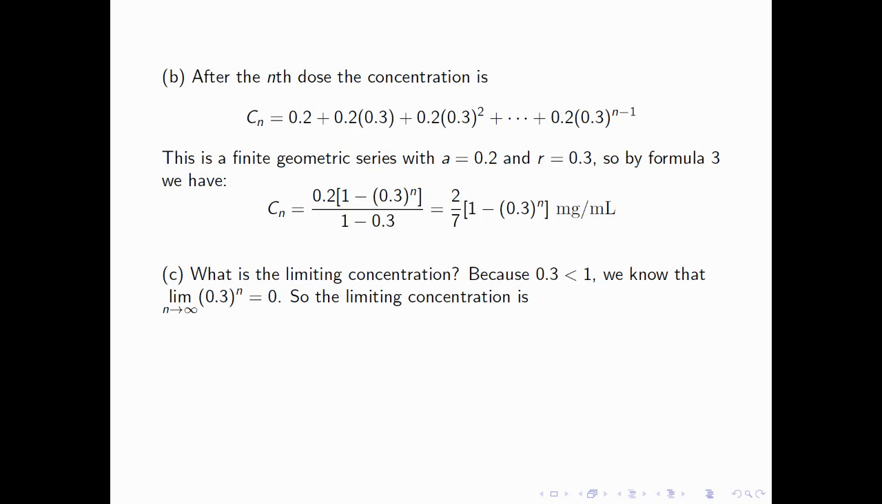What about the limiting concentration? Because this value of 0.3 is less than 1. Remember, this 0.3 is now the constant ratio r. We know that the limit as n goes to infinity of 0.3 to the n is 0. And so the limiting concentration, the limit as n goes to infinity of Cn, is the limit as n goes to infinity of 2 divided by 7 times 1 minus 0.3 to the n, which is 2 divided by 7 milligrams per milliliter.